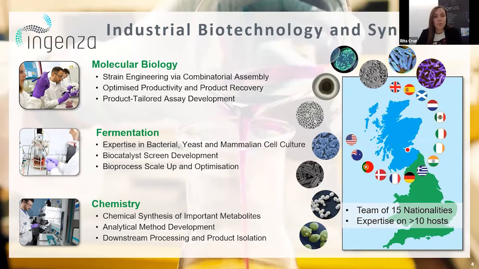And any typical project will look like this: a customer comes to us, we do some strain engineering in the molecular biology department, we pass on that new host to the fermentation department, which will look at developing a fermentation or bioprocess. And then the fermentation department will work closely with the chemistry department, where there's some analytical method development and also downstream processing and product isolation. So in every project, all 3 departments tend to collaborate.